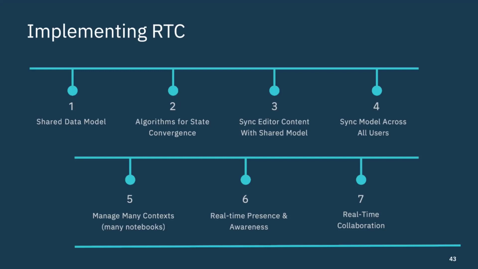So first, I'll begin by discussing how we designed a unified structure that all users could interact with. Next, I'll dive into algorithms and how they have allowed us to ensure state convergence. From there, I'll move on to how we synchronize the shared data model across all users. Then I'll discuss how we handled multiple synchronization scopes, like different notebooks within the same application. Finally, I'll focus on the human aspect and how we implemented real-time presence and awareness. So let's start with the shared data model.